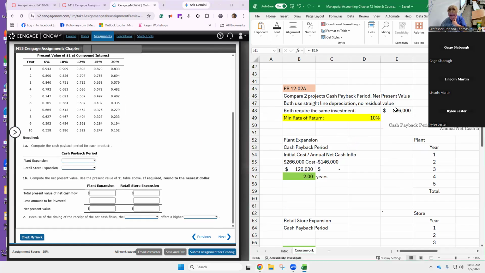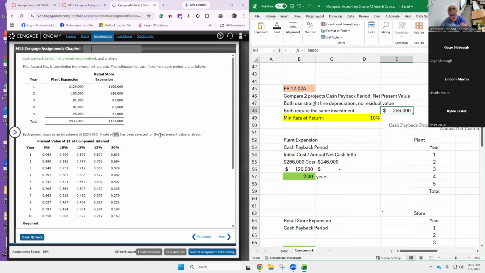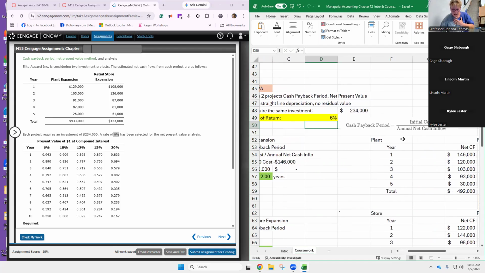All right, so here is the cost of both of my investments. It's 234,000. My minimum rate of return is 6% instead of 10. The cash payback period is, here's how you calculate it. You take the initial cost and you divide by the annual net cash inflow. Okay? Now let's put in these numbers for each of the projects.